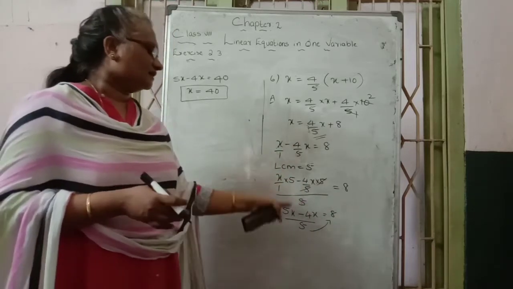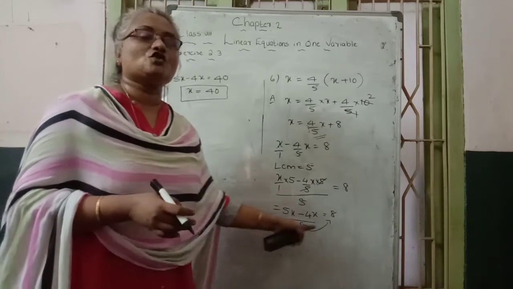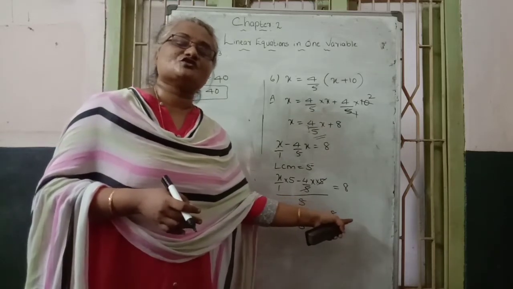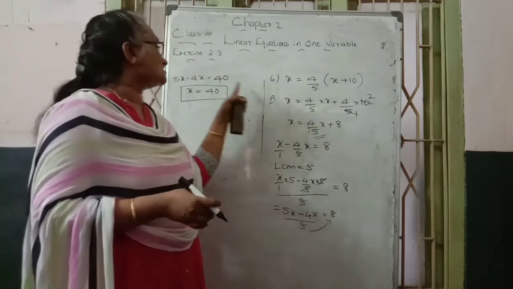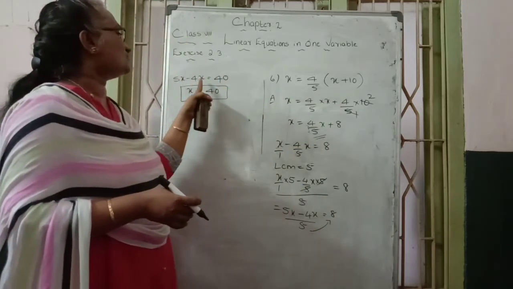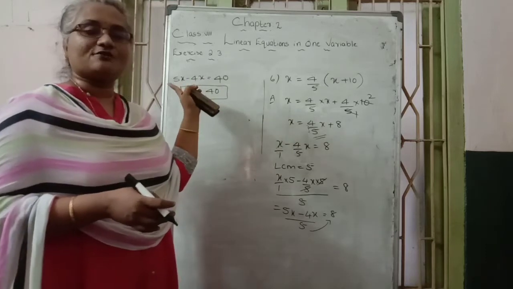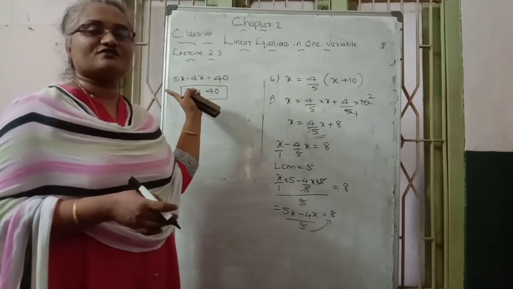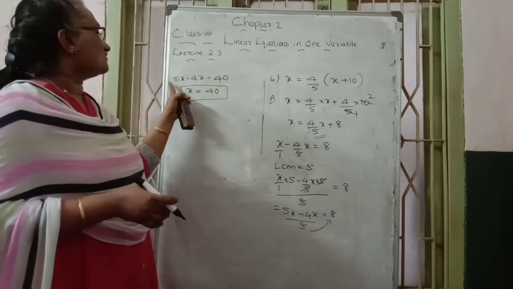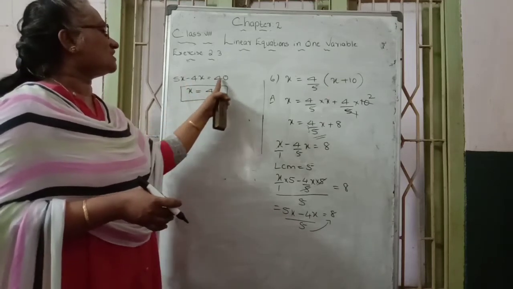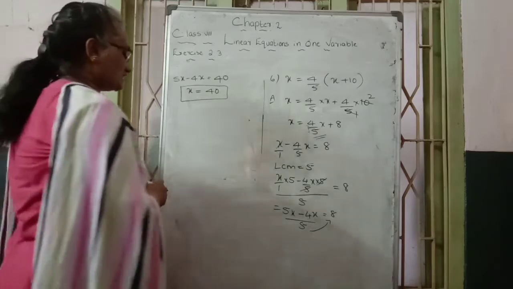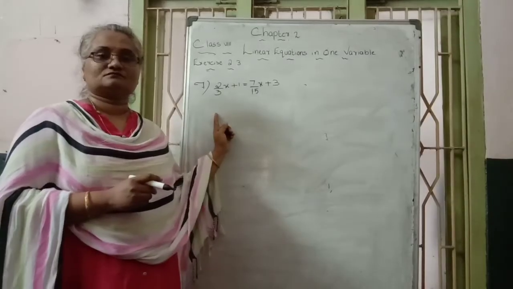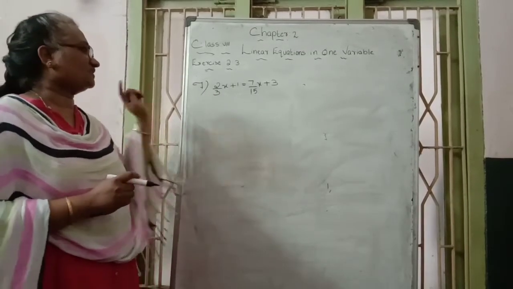The denominator coming here, that denominator part is cross multiplied to the right side. Then 5 eights are 40, so 5x minus 4x equals 40. Our aim is to find the value of the variable x. So 5 minus 4 becomes 1x, equal to the right side number 40. So the x value becomes 40, and that is the answer. Next we go to the 7th question.